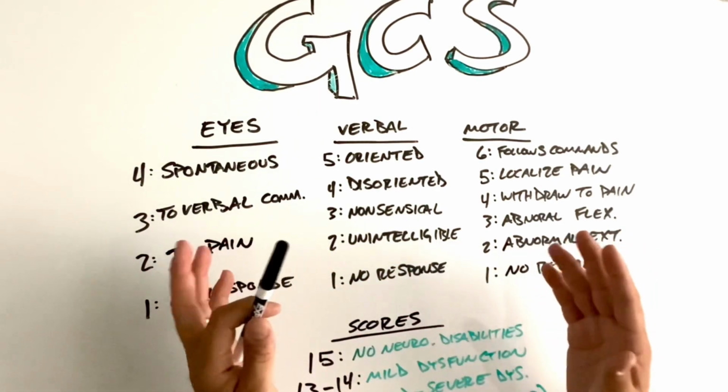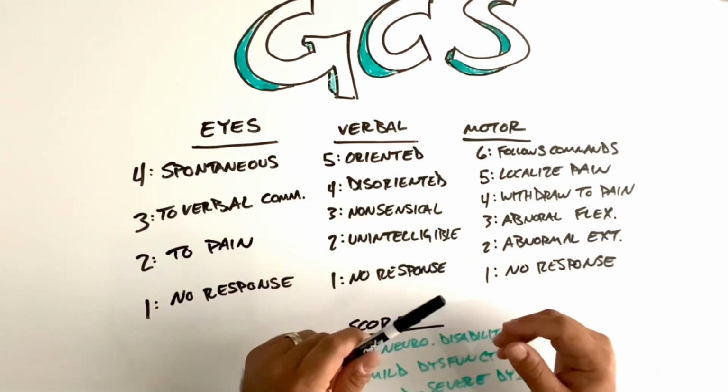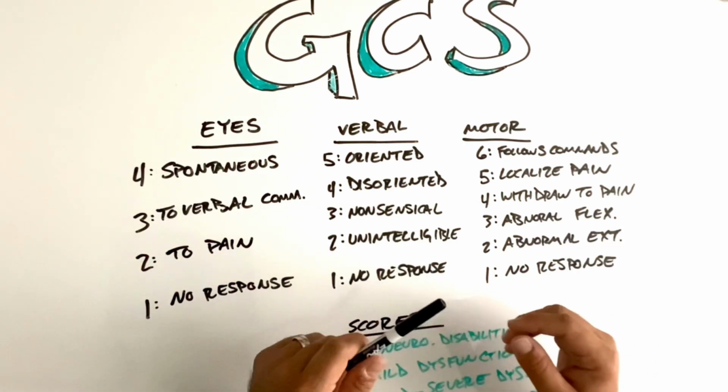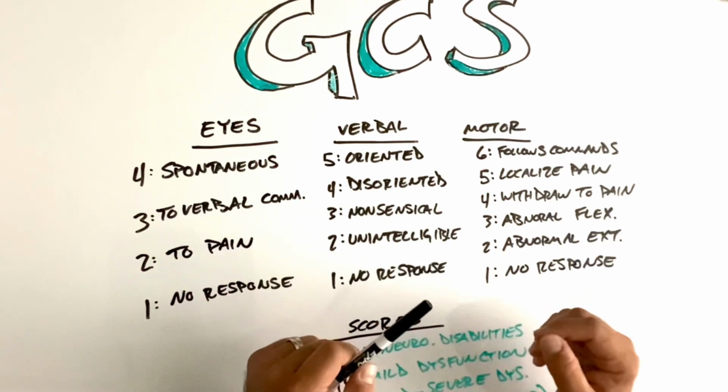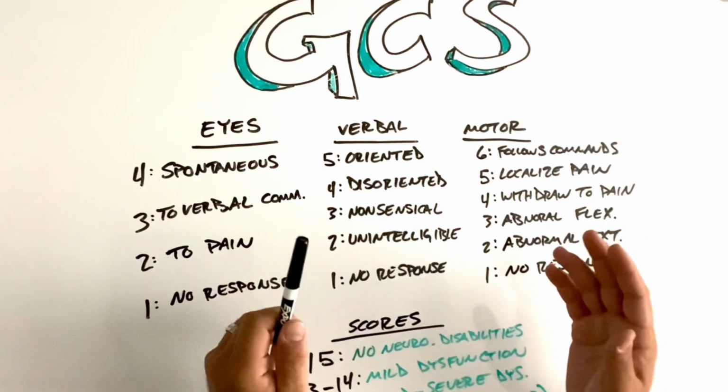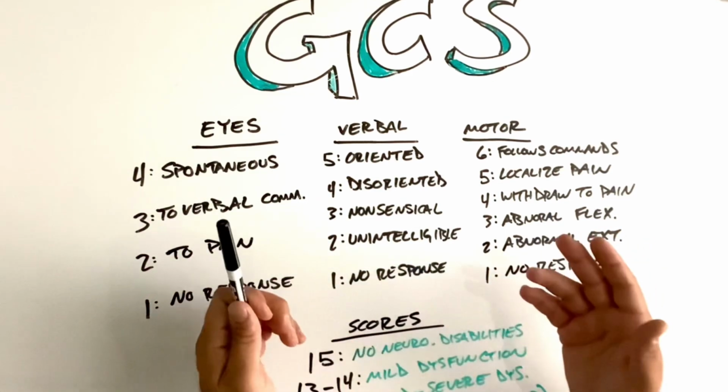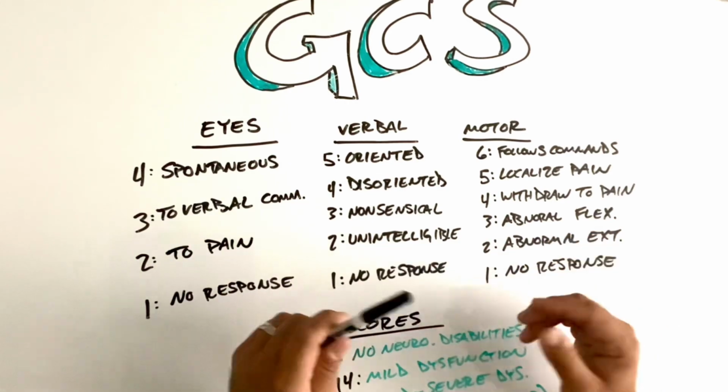Today we are going over the Glasgow Coma Score, an important scoring system that you're going to use for every patient pre-hospital, even if they are unresponsive, which they would get a 3. A perfect score is going to be a 15, and we're going to go over that.